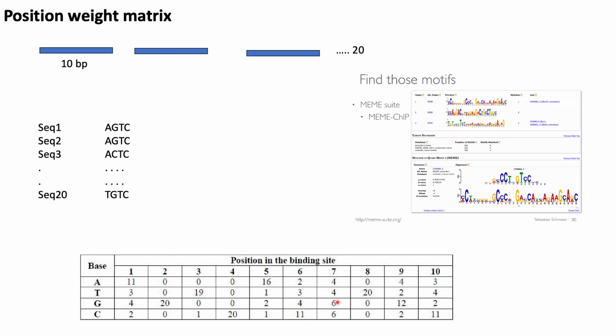Now let's read this table. So 11 means at position 1, 11 sequences out of these 20 have A, and 3 sequences have T at position 1, 4 sequences have G at position 1, and 2 sequences have C at position 1. And looking at position 2, all the 20 sequences have G at position 2. So that's how you read this table for each position. The base with the maximum number is the actual base that is found in the binding site of the transcription factor.